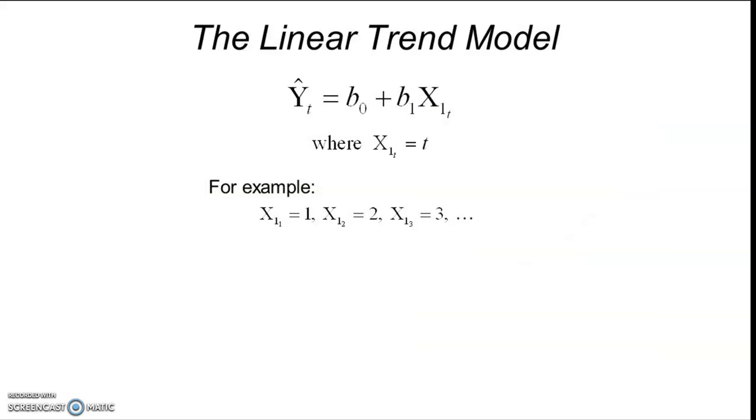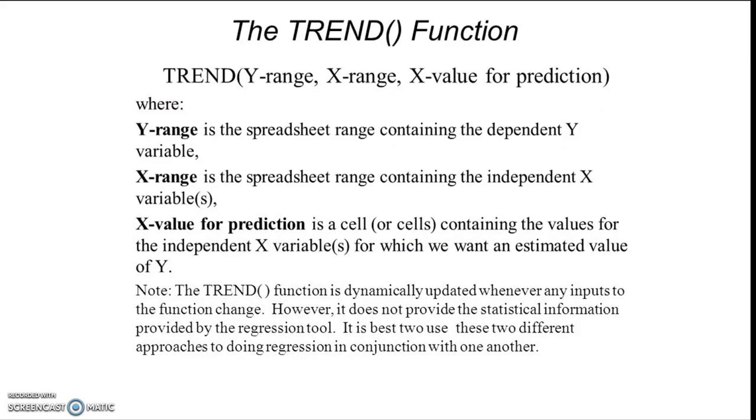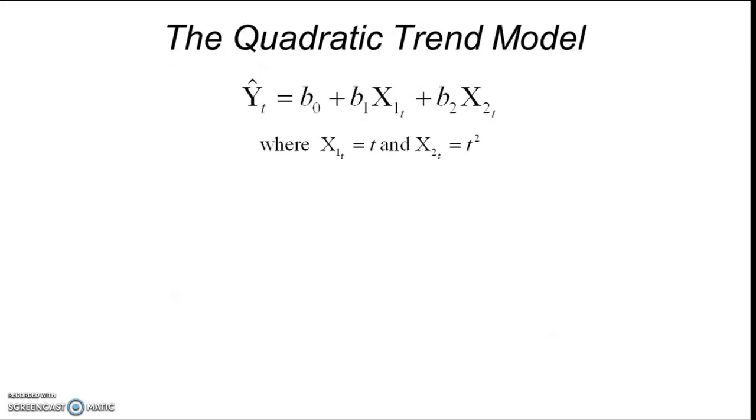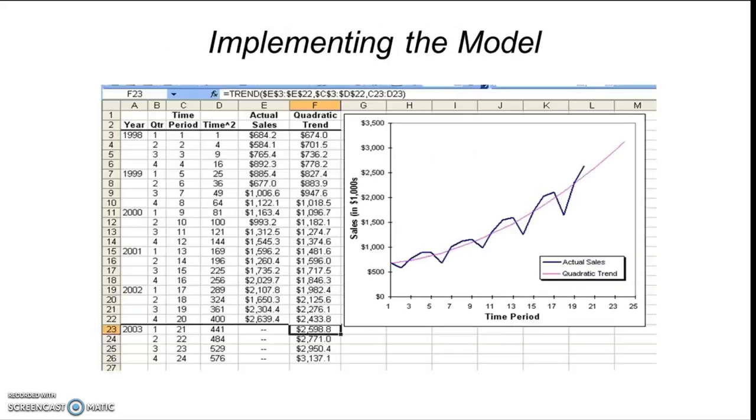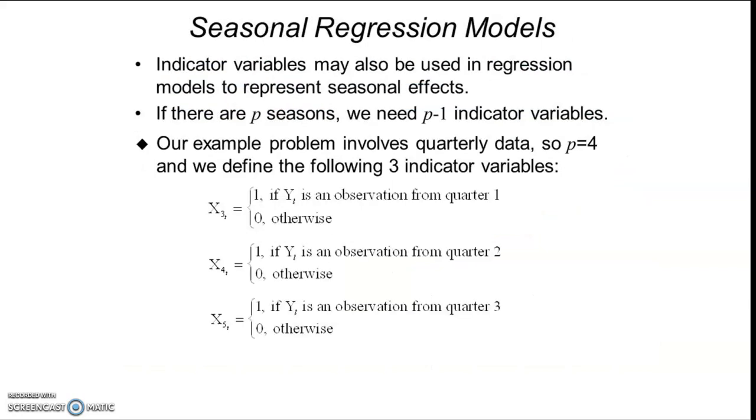This is the linear trend model where yt hat is equal to beta naught plus beta 1 x 1t, and this is how we implement the model. This is the trend function, and this is the quadratic trend model in which we have t and t square. This is how we implement the model. This is forecasting with the quadratic trend model, and then we have seasonal regression models.